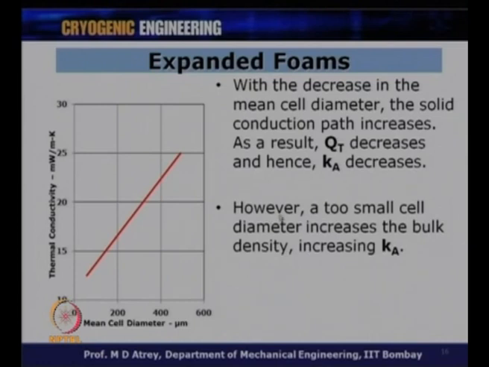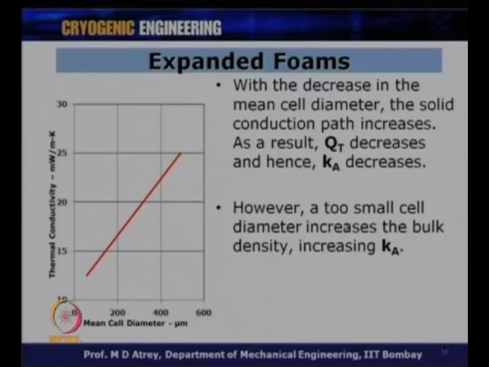However, can I go on reducing this cell diameter? If I make the cell diameter very small, too small a cell diameter will increase the bulk density. Various cells will come together, and because the solid conduction path will increase in this case, the conductivity will be higher, and therefore we can't have densely packed cells either. From this point of view, smaller cells will be preferred, but if you go to a very low diameter, then the solid conduction path will increase and the bulk density increases, and this will increase the Ka value.